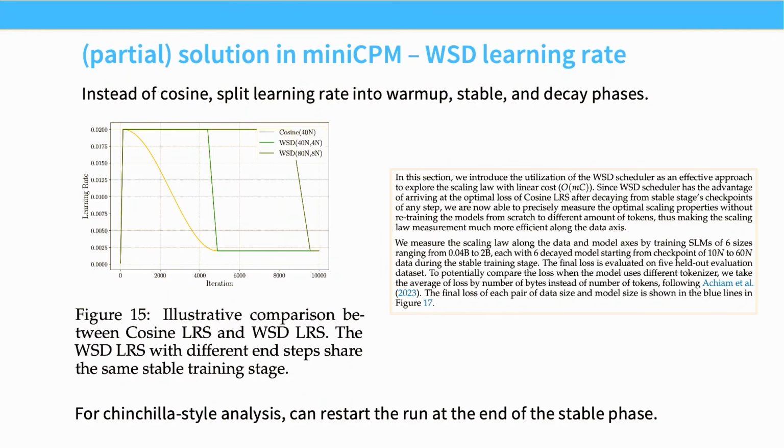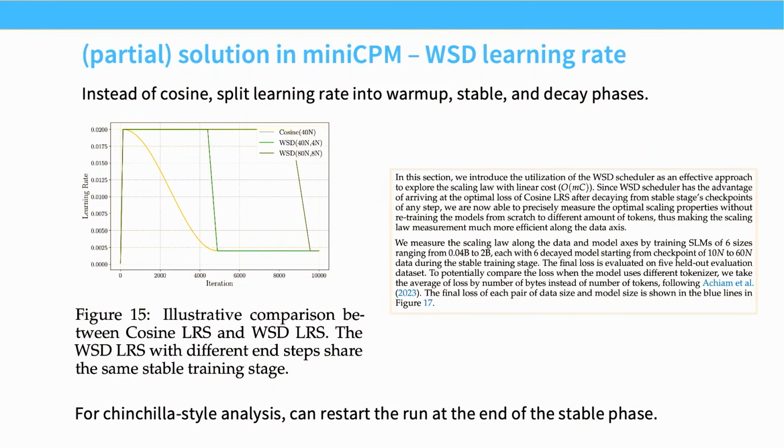Okay, and why do we do this? What's the point of doing this? Well, we do WSD because now we can restart a run at any point at the end of the stable phase, right? So if I want to reuse a run and train it for longer, I'll just roll back my training to the last stable checkpoint, and then I'll just run the stable learning rates forward and then re-decay the model down to 0, right?